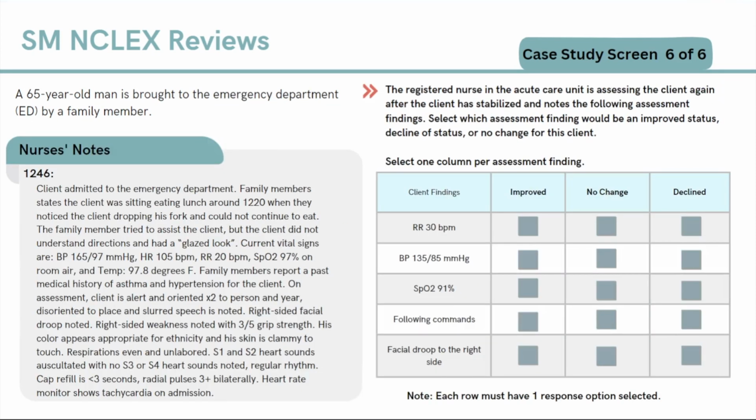All right, everyone, our last and final question within this case study. It's a matrix multiple choice. The registered nurse in the acute care unit is assessing the client again after the client has stabilized and notes the following assessment findings. Select which assessment finding would be an improved status, decline of status, or no change for this client. And note, select one column per assessment finding. So we have our assessment findings: respirations of 30 breaths per minute, blood pressure of 135/85, an SpO2 of 91%, following commands, and a facial droop to the right side.